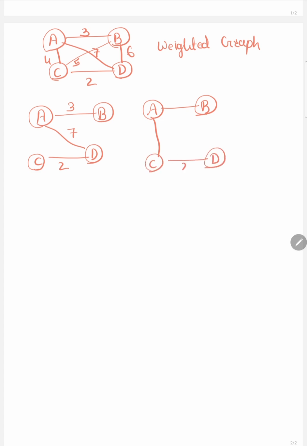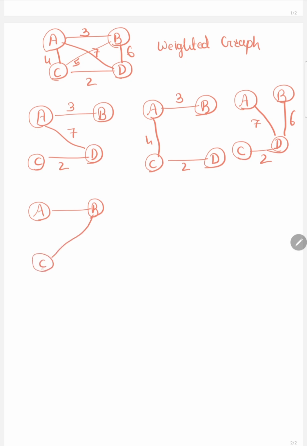For this also, like 2, 4 and 3. Then another possibility I can have is something I can connect to this. So this is another possibility. Then I can go reverse of this. Here I'm showing each of the possibilities, and then we'll find which one is the minimum.